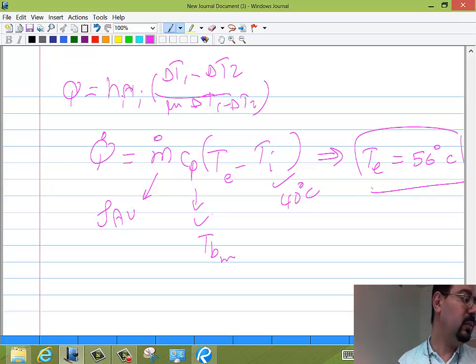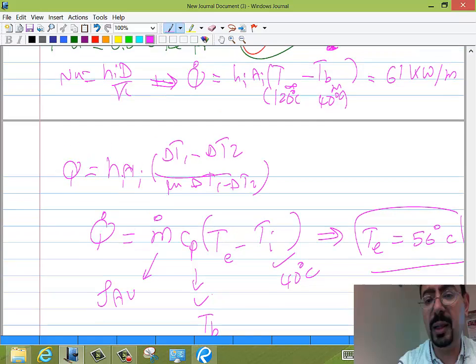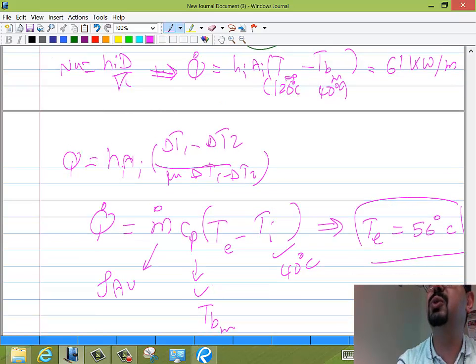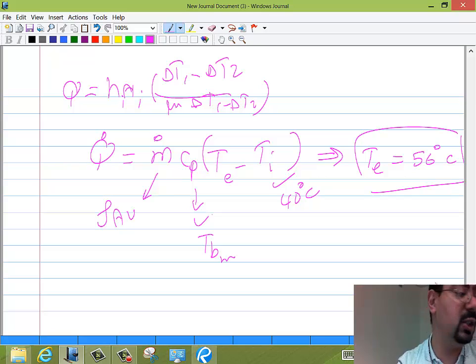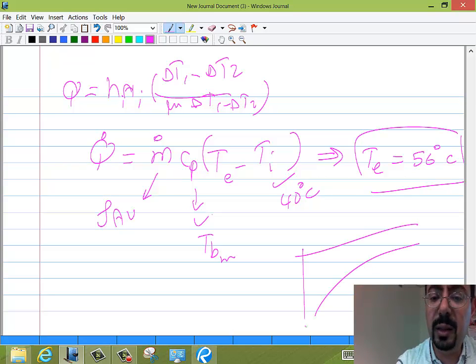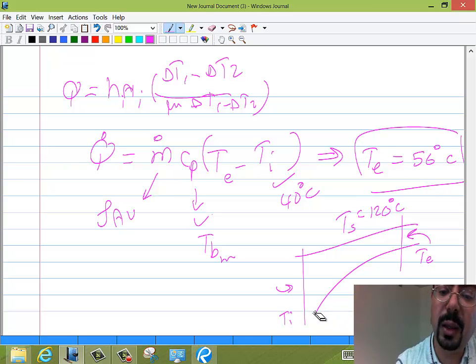Now the question is, why when you said Q is HA delta T, why did you use it in that form? Again, that form is approximate, and the student is right. The more accurate way is to say, so here is T inlet, here is T exit, and here is TS. This guy is sitting at 120, and this guy is sitting at 40. Actually, sorry. Yeah, this guy is sitting at 40, and this guy will go to 56, which we don't really know yet, but it's going to go to 56.